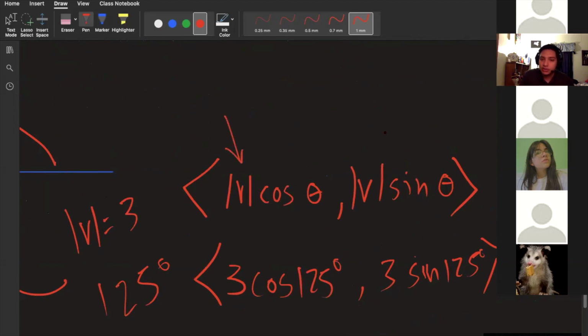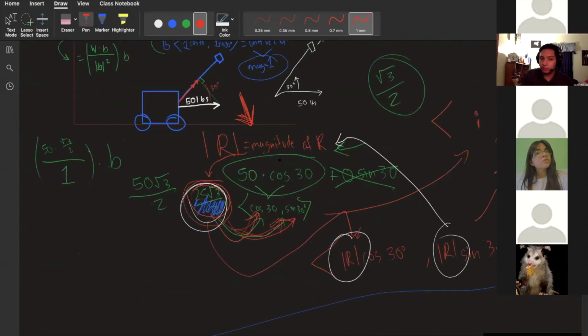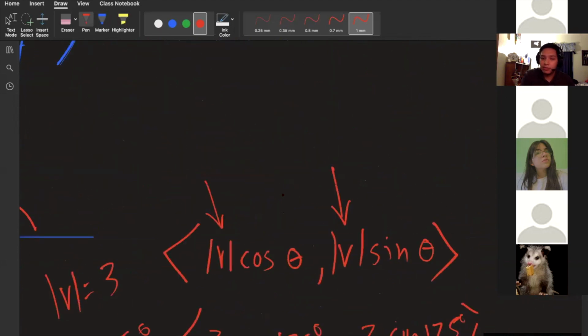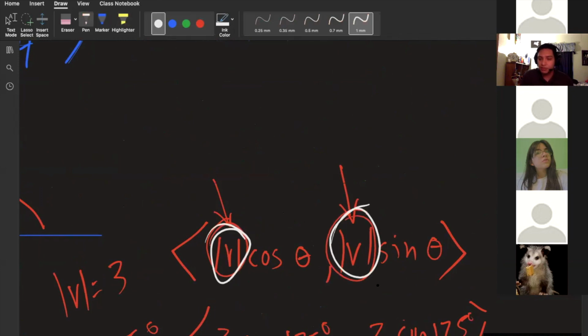Magnitude times cosine and magnitude times sine. However, I'm not looking for the component form. I'm only looking for the magnitude, and the magnitude is what's missing from here, right? Because I have the cosine of 30 and I have the sine of 30, but I'm missing this magnitude. That right there, that's what I'm missing. I'm missing that piece right there.